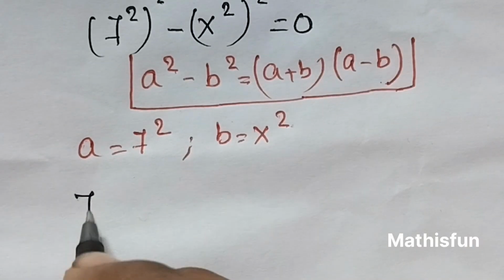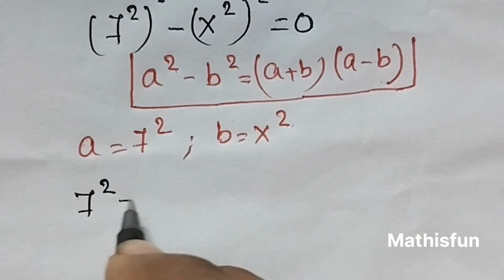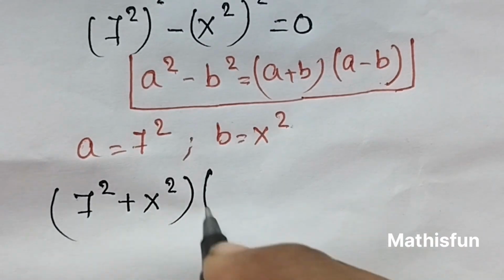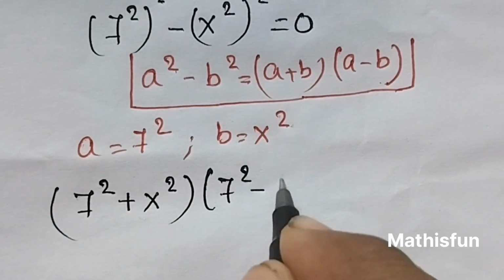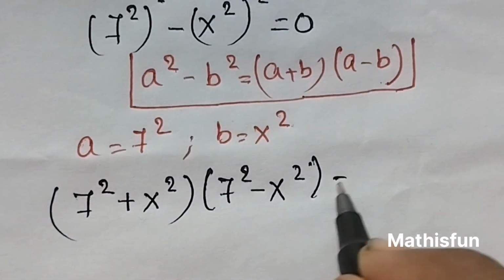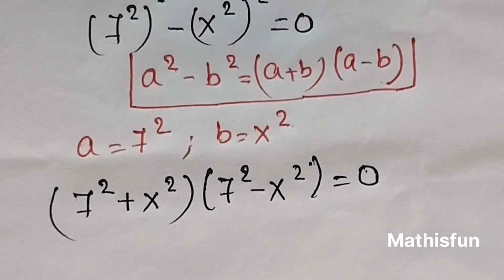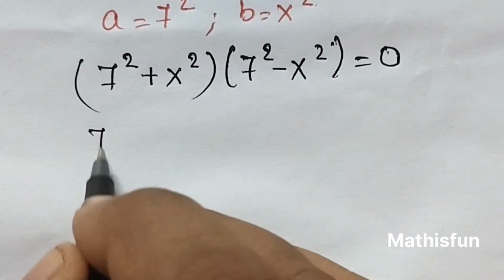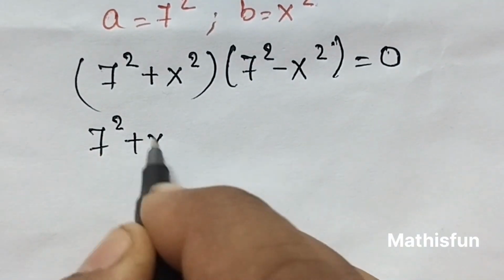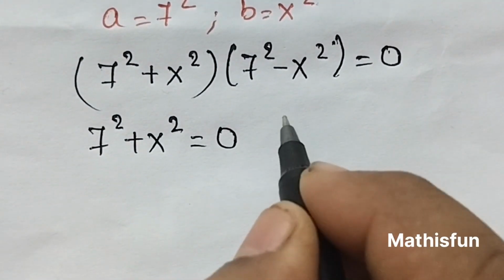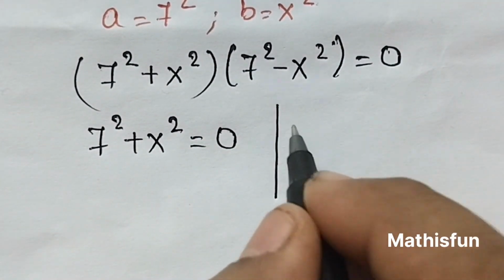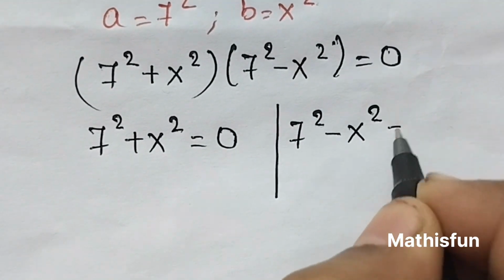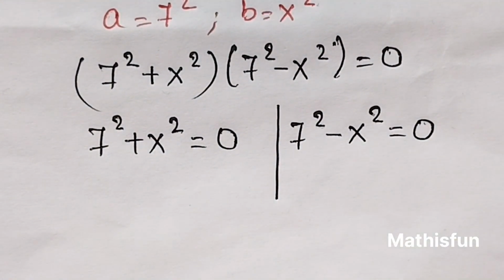So this becomes (7 square plus x square)(7 square minus x square) is equal to 0. Now we have two factors, that is 7 square plus x square is equal to 0 and 7 square minus x square is equal to 0.